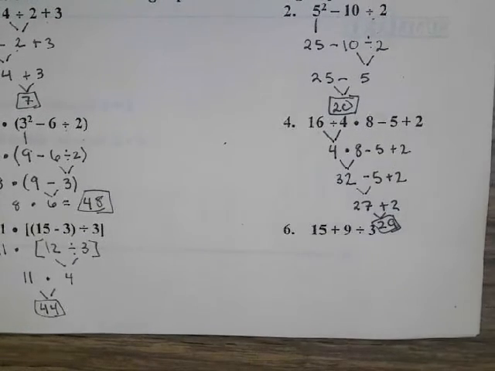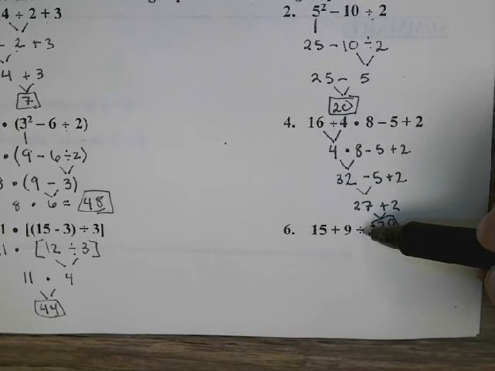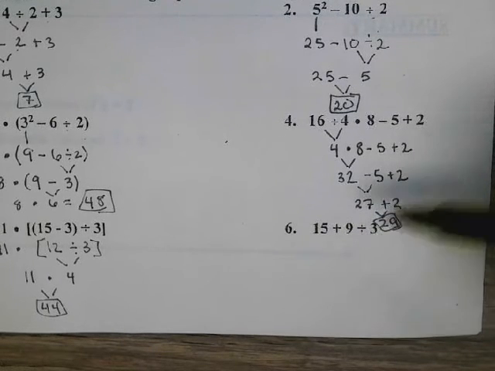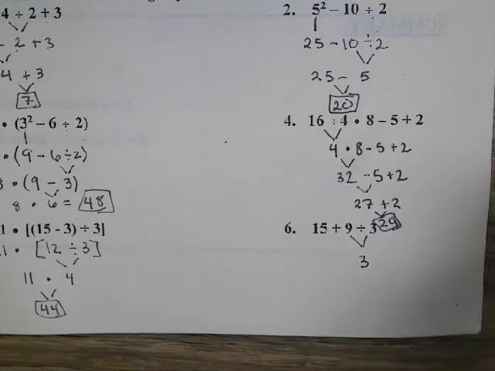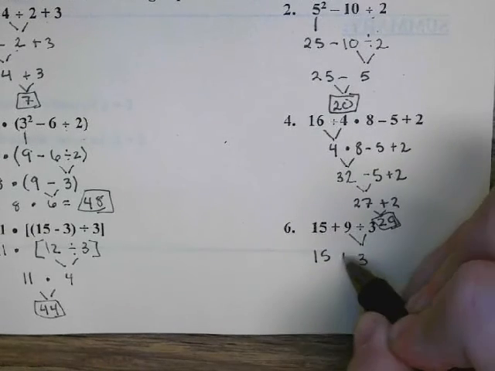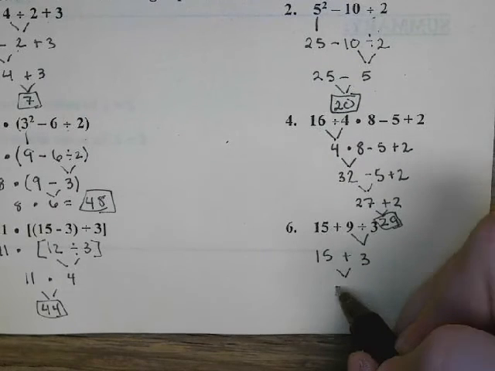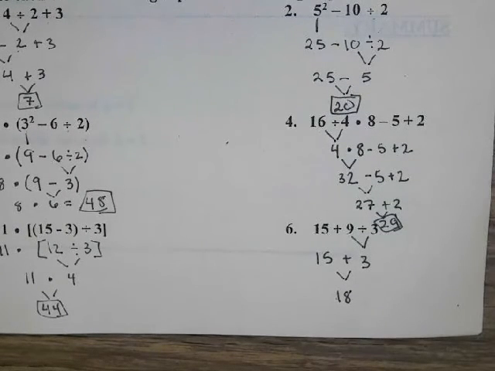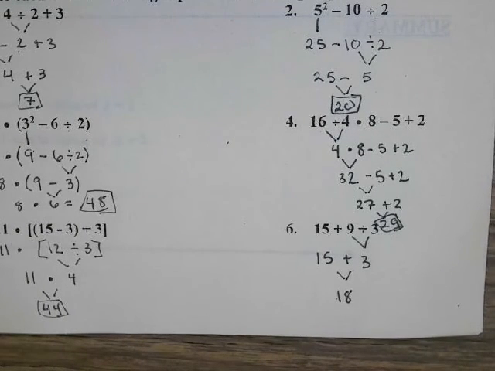Number 6 is pretty straightforward. We have addition and division. We know that division comes first. So we'll do 9 divided by 3 is 3. And then we'll bring down our 15 plus. And then we'll do our 15 plus 3, and we get 18. And that's how we can use the order of operations to help us solve or evaluate mathematical statements.